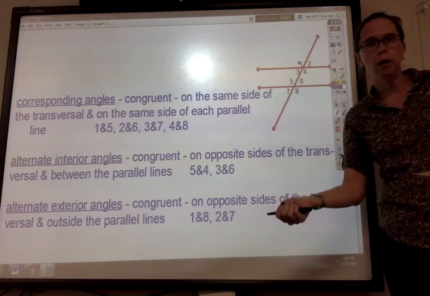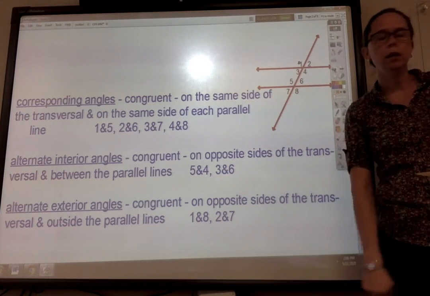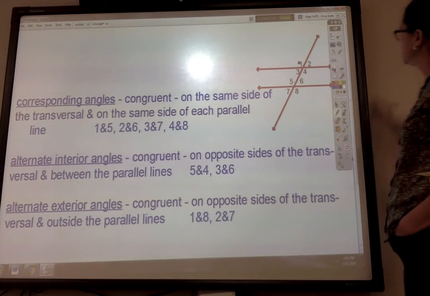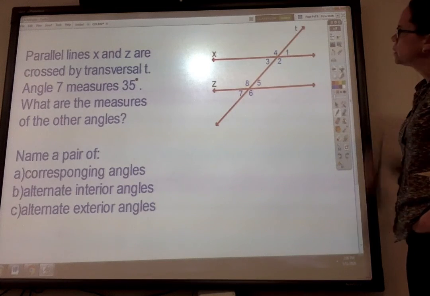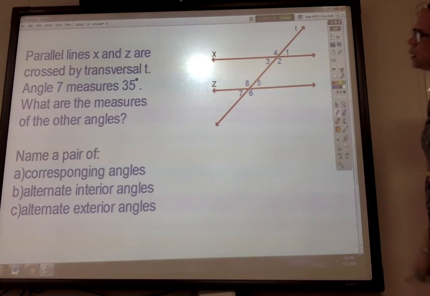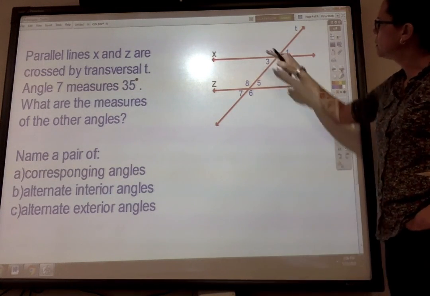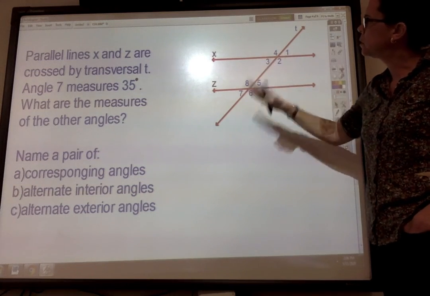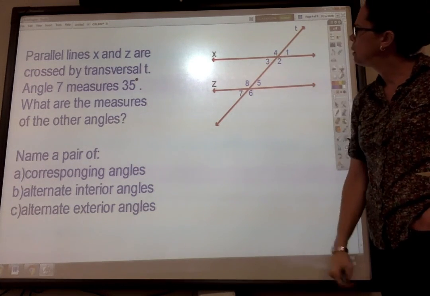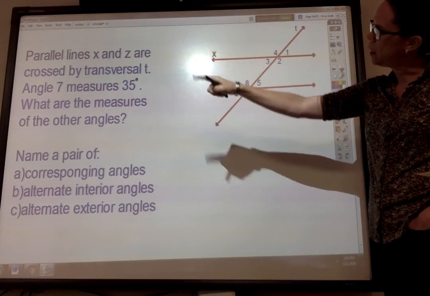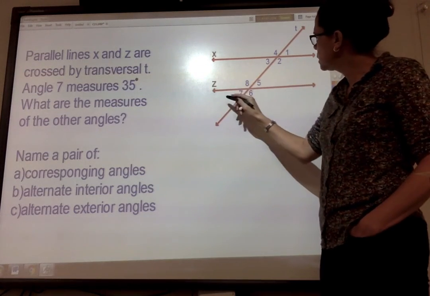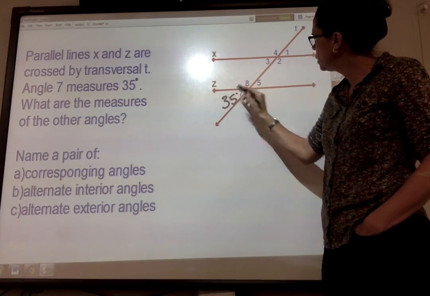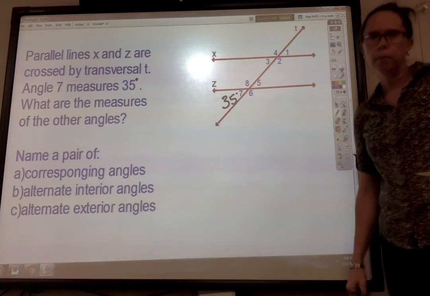Any one of the acute angles combined with any one of the obtuse angles has to be supplementary. Okay? So let's look at this example. Parallel lines X and Z, so X and Z are my parallel lines. They're crossed by transversal T. We say in our directions that angle 7 measures 35 degrees. That's here, 35 degrees.